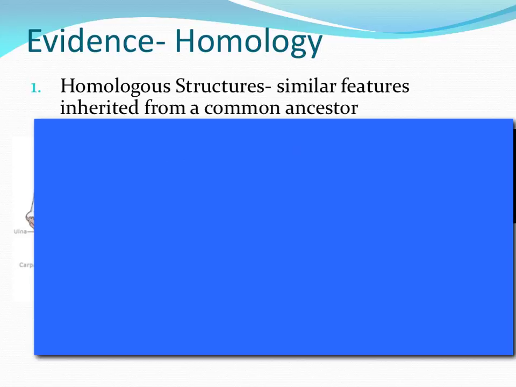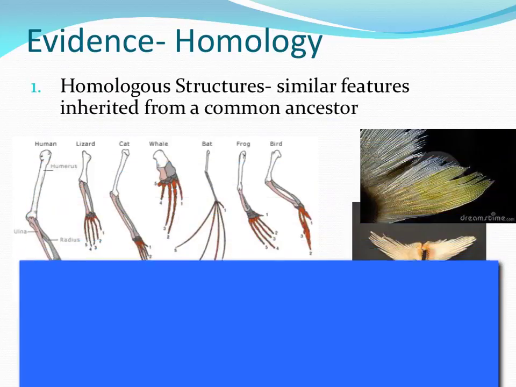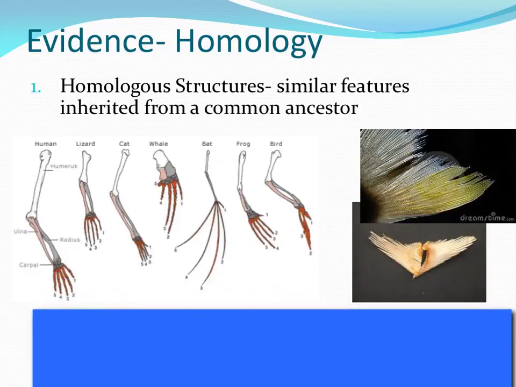One of the first things that scientists look at is something called homologous structures. Remember, we've talked about homo in your Biology 1 class. That prefix means things that are the same. And so homologous structures are features that are similar because they've been inherited from a common ancestor. For example, if we look at the skeletal structure of lots of different animals, it shows a surprising amount of similarity.